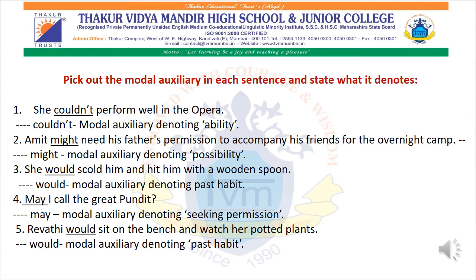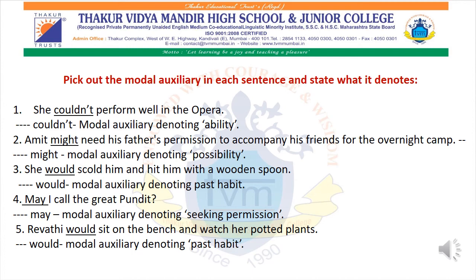So let's see. She would scold him and hit him with a wooden spoon. So would is, you can say, a habit. Okay, this particular sentence is showing a habit of a particular person and how she used to behave in the past. So she would scold him and hit him with a wooden spoon. So it is a modal auxiliary denoting past habit.